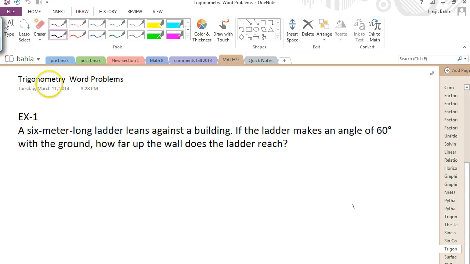It was inevitable. Here we go. Word problems with trigonometry. You know what's going to happen, and here it is. It's no big deal. Come on, let's not complain about it.